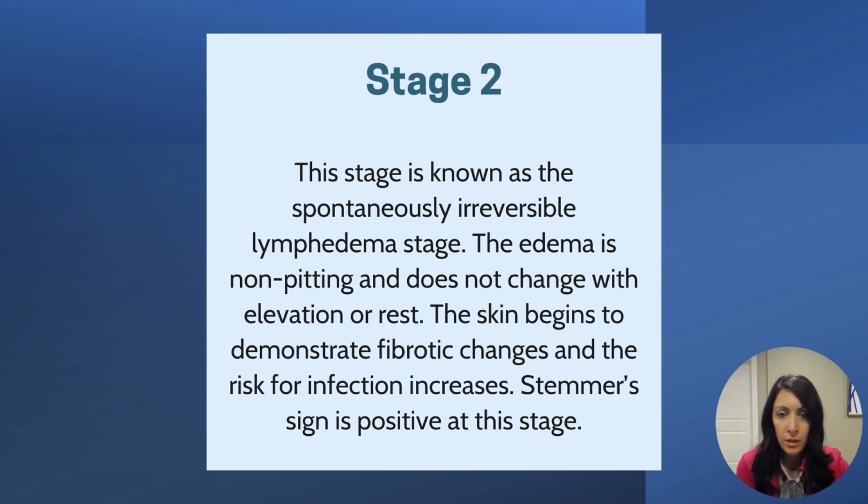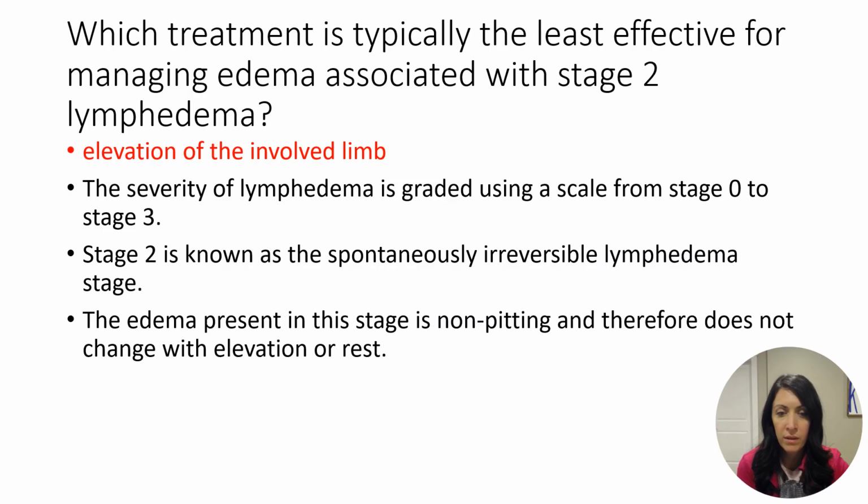Stage 2 is known as the spontaneous irreversible lymphedema stage. The edema is non-pitting and does not change with elevation or rest. The skin begins to demonstrate fibrotic changes, and the risk for infection increases, and they can have a Stemmer sign, which is positive at this stage.